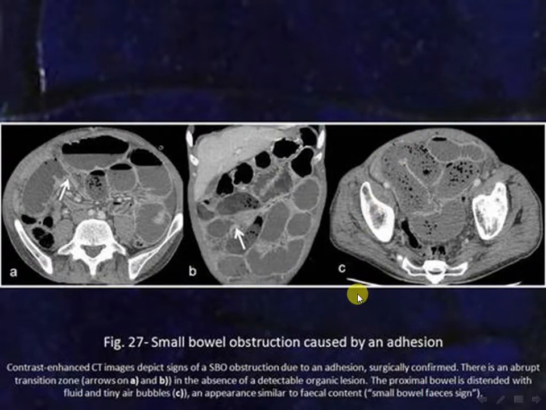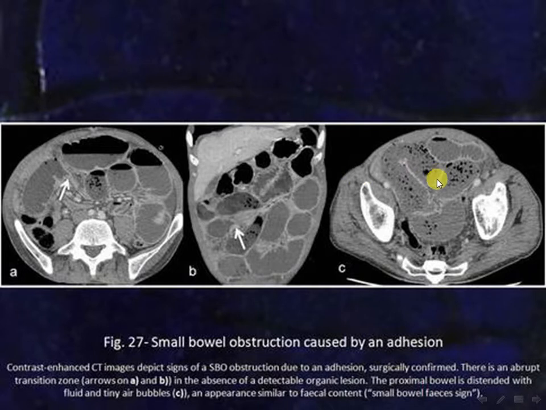Also, this is a small bowel obstruction caused by adhesions. We cannot see the adhesion itself. Adhesion bands cannot be seen by CT scan. However, you can see a point of sudden transition from dilated into normal caliber small bowel loops here and here, indicating an adhesion band at this part. So you should be careful to follow the small bowel slice by slice, cut by cut, till you see the point of transition.